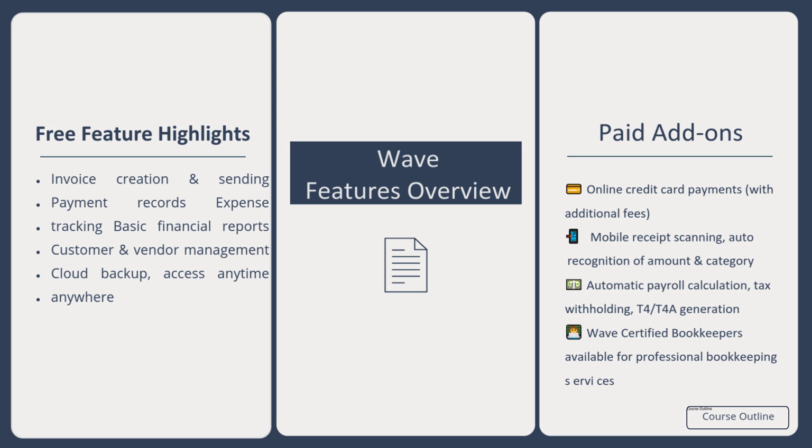You can accept online credit card payments with a small transaction fee. The mobile app allows you to scan receipts, and it automatically recognizes the amount and category. Wave can also handle automatic payroll calculations, tax withholdings, and generate T4 or T4A forms. And if you need extra help, you can work with Wave certified bookkeepers for professional bookkeeping services. Altogether, Wave gives you powerful free tools, with the flexibility to add more features as your business grows.